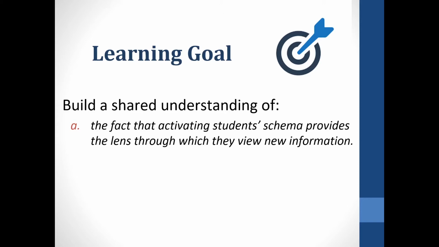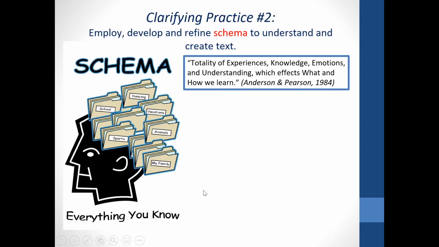And we as adult educators automatically do that. Anytime anything new is given to us, we try to go back and connect to prior knowledge of what we already know. So sometimes we forget that kids don't automatically do that. We have to set the stage for them to be able to do it. Let's talk about clarifying practice number 2.